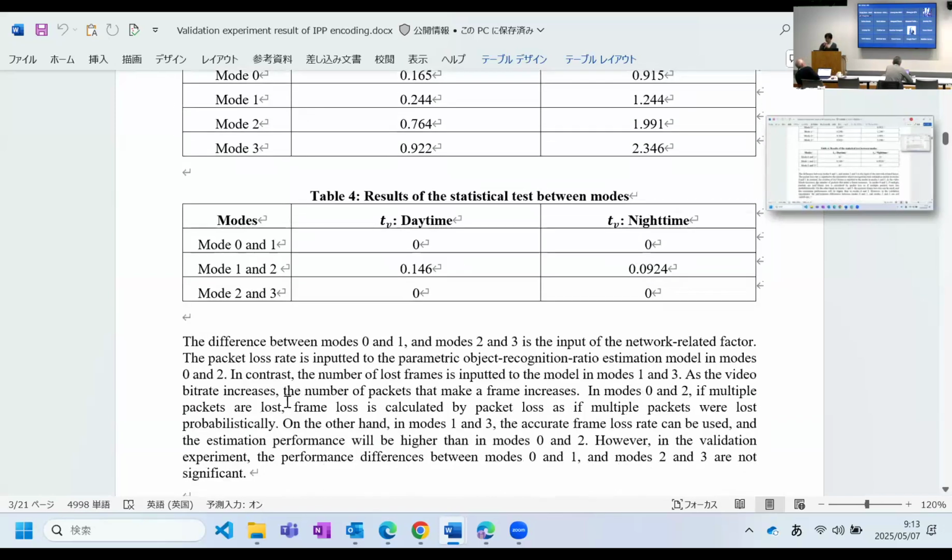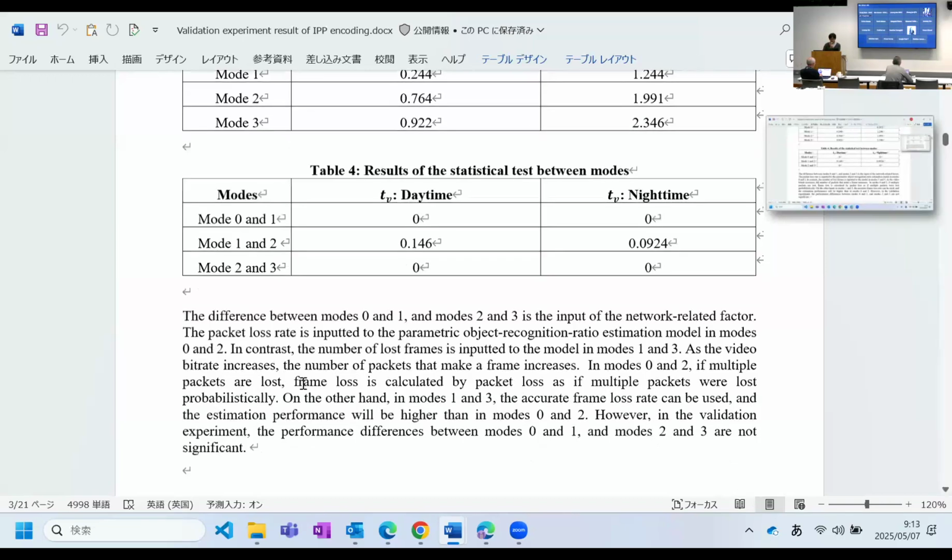The reason there are no significant differences is considered to be the strong correlation between packet loss and the number of lost frames. In all-intra encoding, when one packet is lost, only the corresponding frame will be lost.